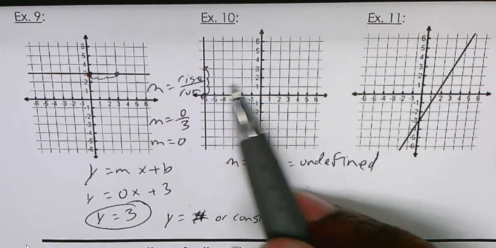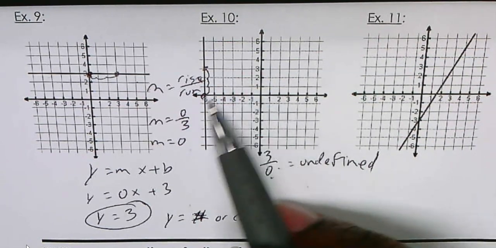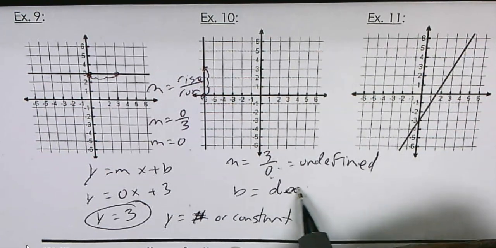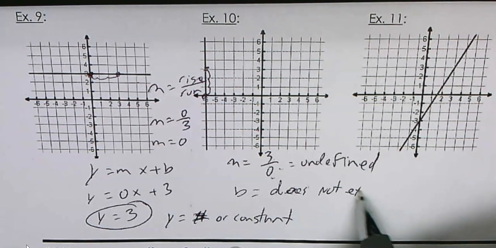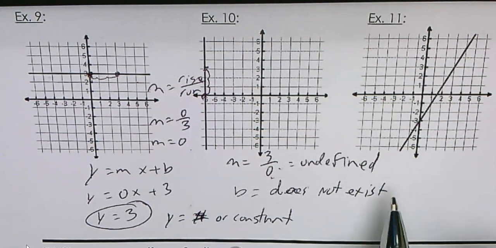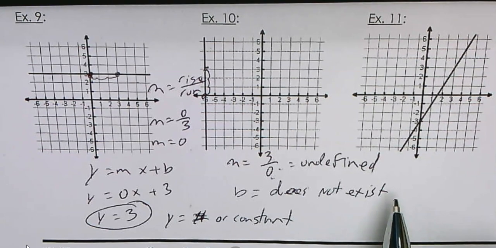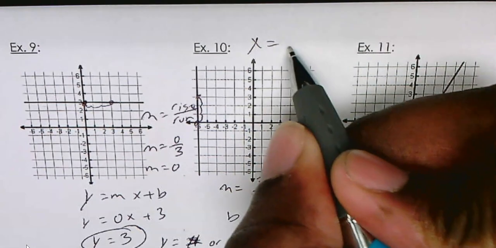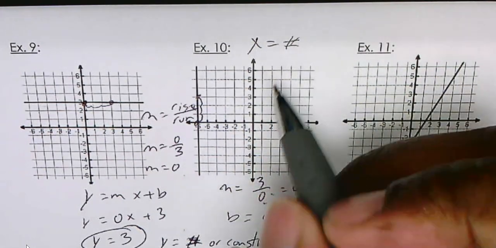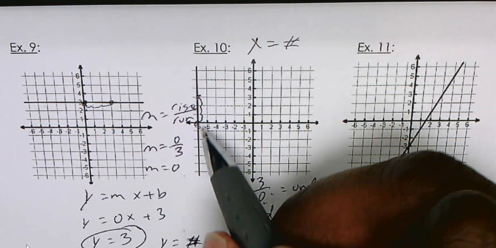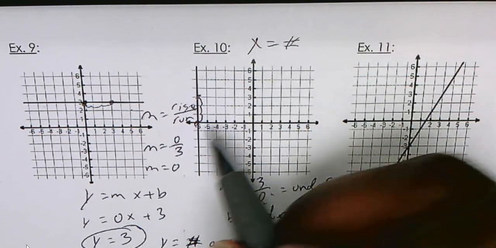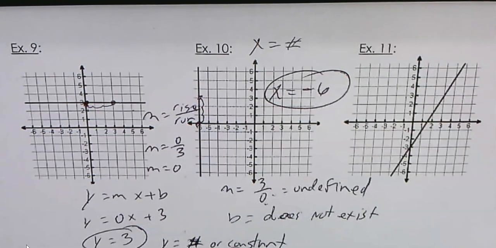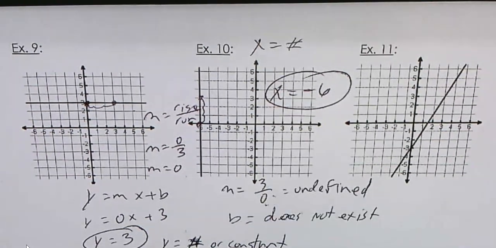Because this slope is undefined, it won't actually have a y-intercept either. So it's an undefined slope, and b does not exist. For that reason, we can't use y equals mx plus b. So whenever you have a vertical line, it's always x equals some number. Basically x equals the number it crosses on the x-axis. In this case it's -6. So the equation of this line is x equals -6.